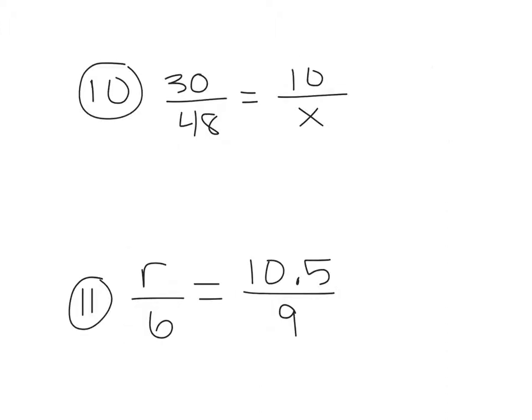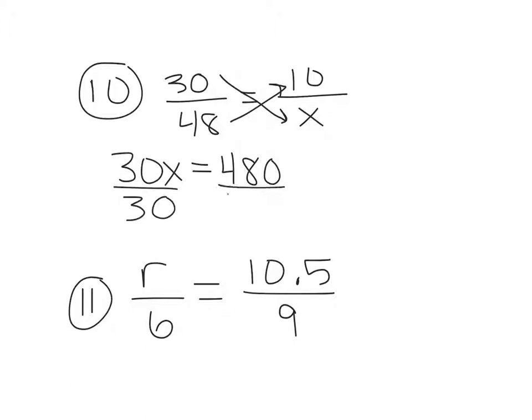Okay, here we have 2 more, so cross multiply. 30 times x gives you 30x. 48 times 10 gives you 480. Divide by 30 on both sides, because you're solving a one-step equation. And so you get x equals 16.